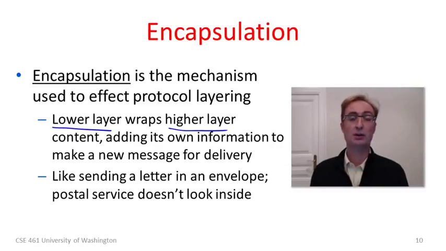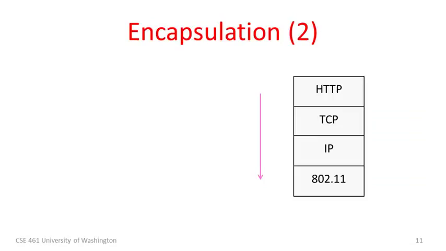This is very much like putting a letter inside an envelope for delivery in the postal service. The envelope wraps your letter. The letter is the contents. The postal service doesn't need to look at the contents of your letter. It only needs to look at information on the envelope to get the letter to the other side. Once it gets to the other side, of course, then you open the envelope, out comes the letter, and the content has been delivered by the network.